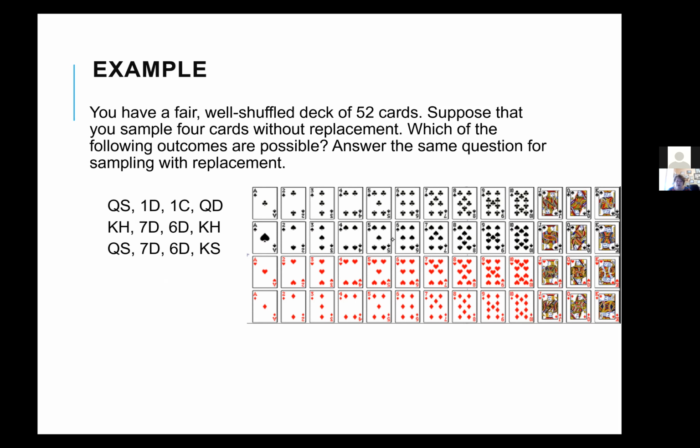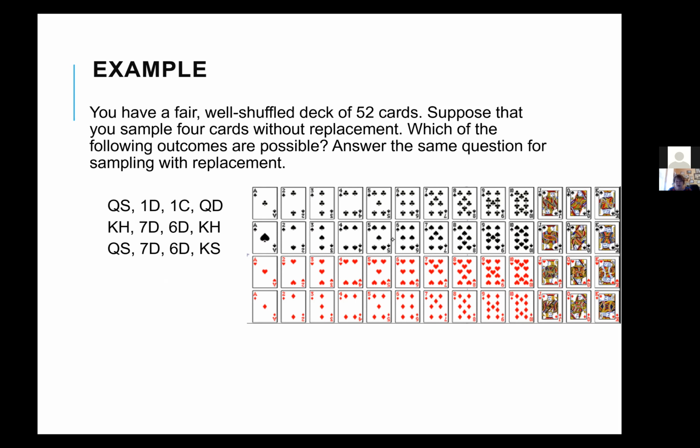so I have a deck of cards and I've shuffled it well. The internet says if you shuffle a deck of cards 7 times, that's a well shuffled deck. So suppose you draw out 4 cards from this deck without replacement. So you don't put the card back in the deck. You draw one out, then you draw the next one, you draw the next one, you draw the next one. So which of the following 3 outcomes are possible? So the first outcome we have here is that I get the Queen of Spades, the 1 of Diamonds, the Ace of Diamonds, the Ace of Clubs, and the Queen of Diamonds.